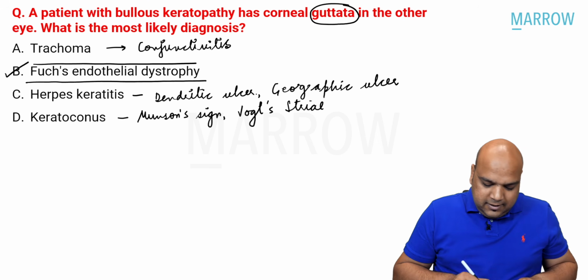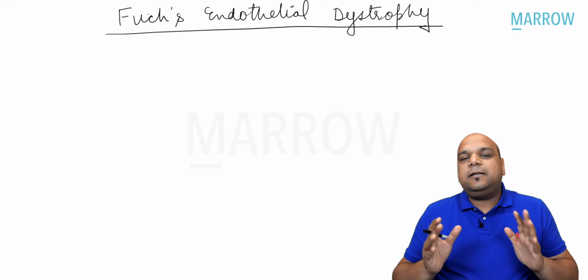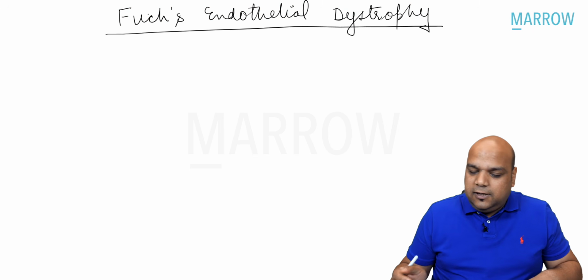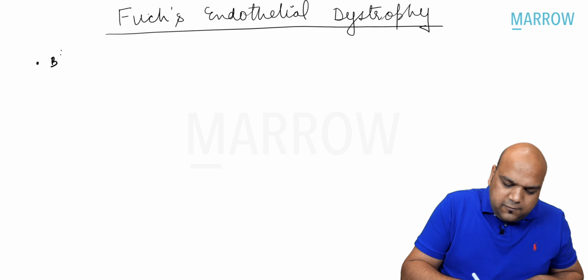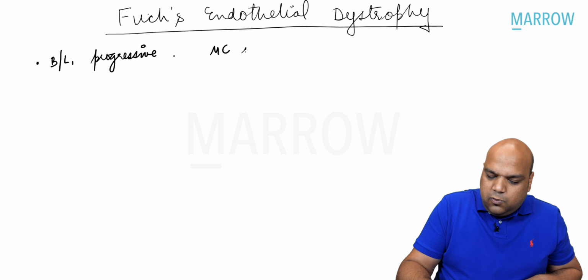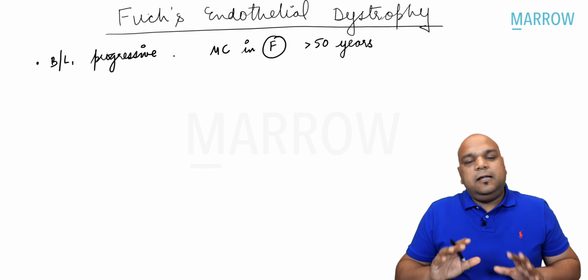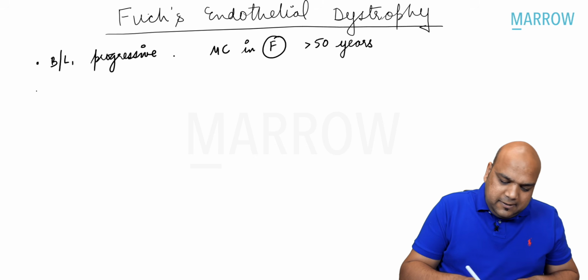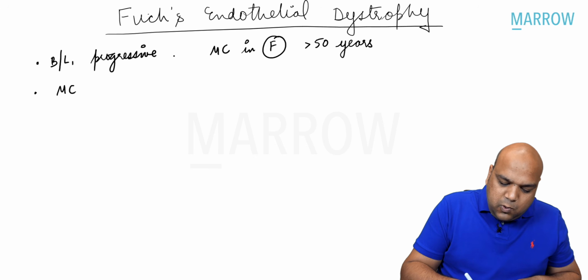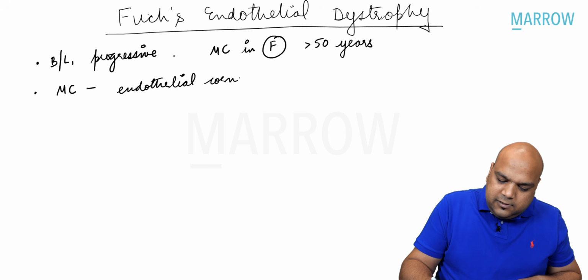Now, I've shown you the screenshot. Now let us just quickly revise what is Fuchs endothelial dystrophy. As all corneal dystrophies, this is a bilateral and progressive disease. But please remember, this is more common in females who are age greater than 50 years. That's the characteristic, the age, right? Please also remember, this is the most common endothelial corneal dystrophy.